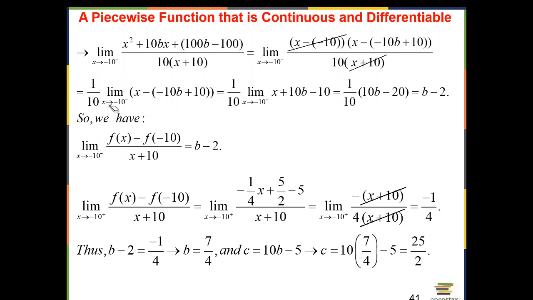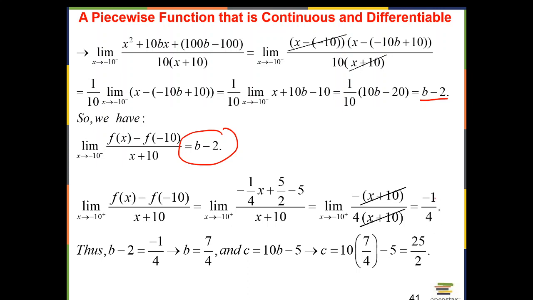And then the limit of this when x approaches negative 10, we could use substitution, right? We can just do substitution, simplify the substitution. We get what? We get b minus 2, right? So that is the left limit for the derivative. Now the left limit equals that. Now we take the right limit, which is much easier, because for the right limit we have to use the linear part of it. And we simplify, we get negative 1/4.